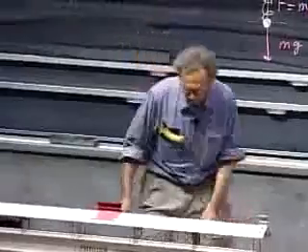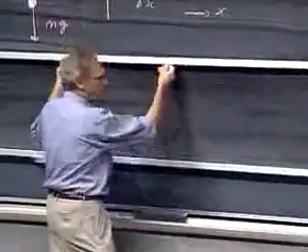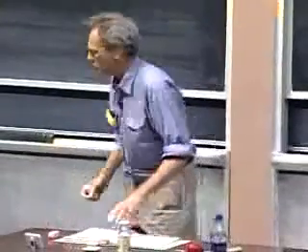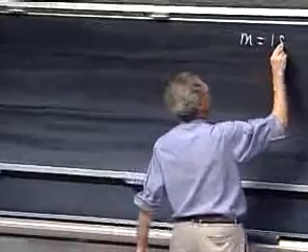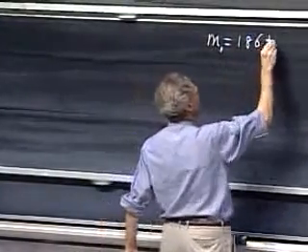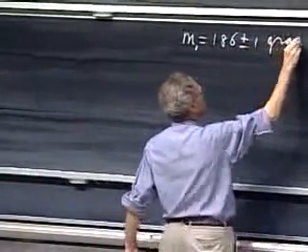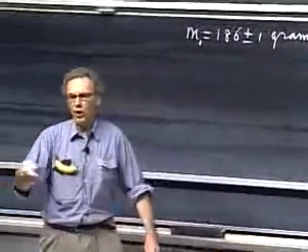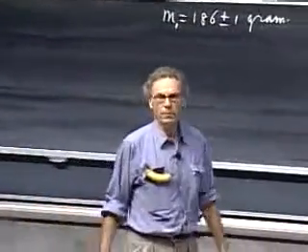Air track. I have an object here. This object has a mass of 186 plus or minus 1 gram. Call it M1. I'm going to oscillate it, and we're going to measure the period.